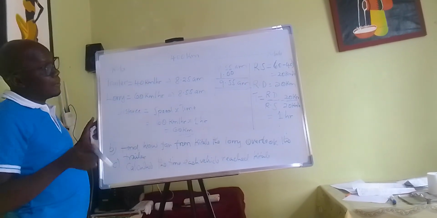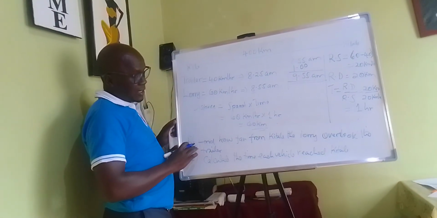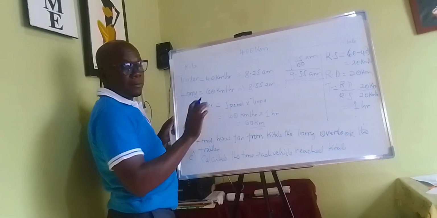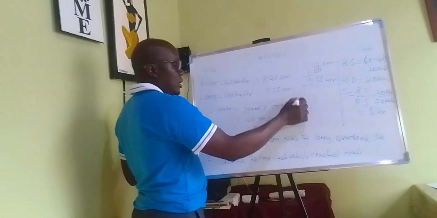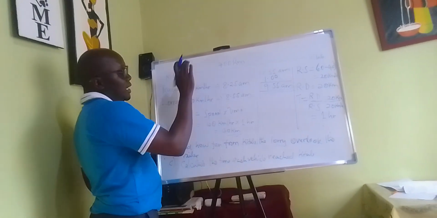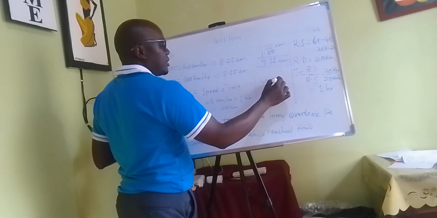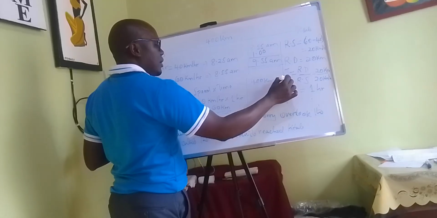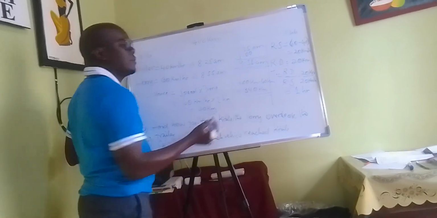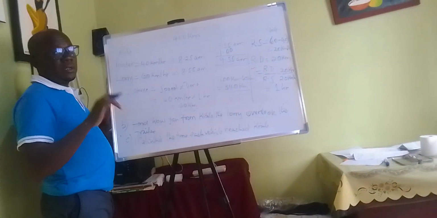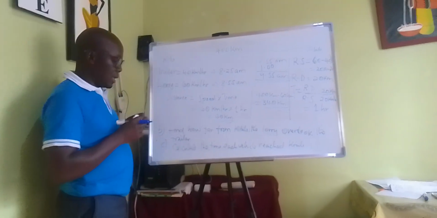Now remember, 60 km is the distance from Nairobi. But the question is asking us to find how far from Kitale the lorry overtook the trailer. We know that the total distance from Nairobi to Kitale is 400 kilometers. So we just take 400 kilometers minus 60 kilometers. We get 340 kilometers. So by the time the lorry is overtaking the trailer, it is 340 kilometers from Kitale.